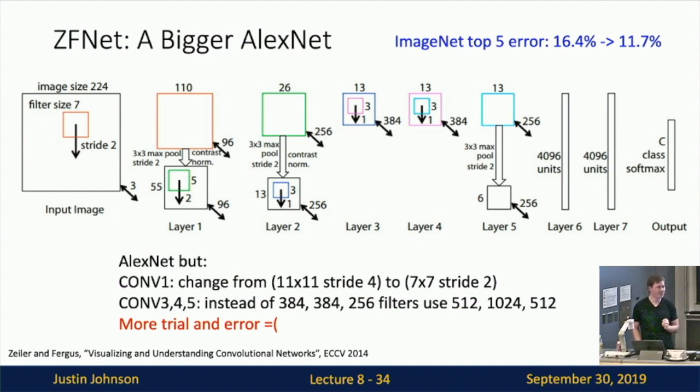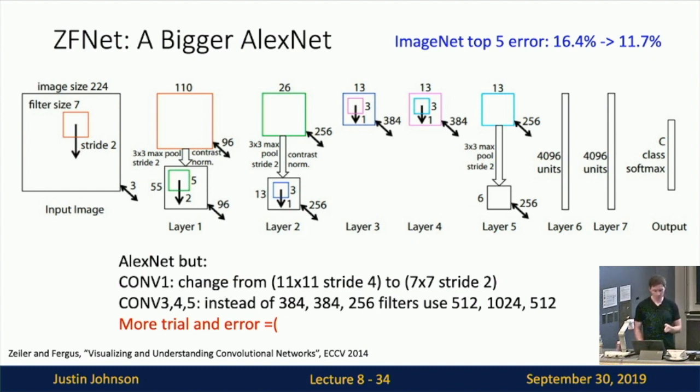So basically, in ZFNet, it's the same basic idea as AlexNet, except they've tweaked some of the layer configurations. In particular, in the first convolutional layer, AlexNet had 11 by 11 stride 4. Turns out it works better if you use 7 by 7 stride 2. Who'd have thunk? And for those later convolutional layers, in convolutional layers 3, 4, and 5, instead of using 384, 384, 256 filters like in AlexNet, instead we increase the number of filters and use 512, 1024, 512. And who knows, this also tends to work better. So to be a little bit less facetious, I think the takeaway from ZFNet is that it's just a bigger version of AlexNet.